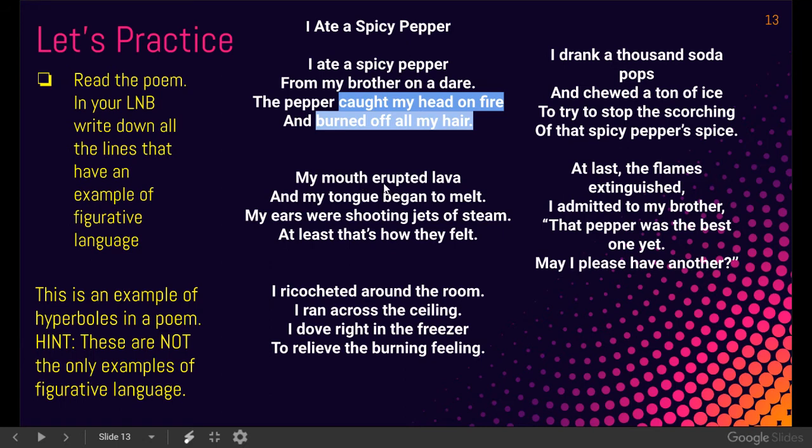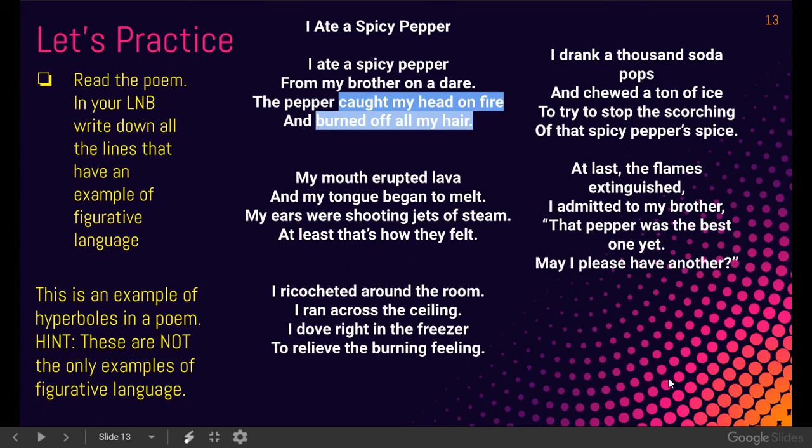My mouth erupted lava, and my tongue began to melt. My ears were shooting jets of steam, at least that's how I felt. So we have another hyperbole. I ricocheted around the room. I ran across the ceiling. I dove right in the freezer to relieve the burning feeling.